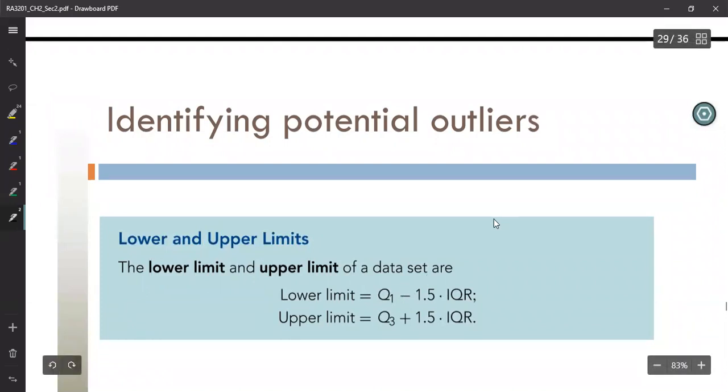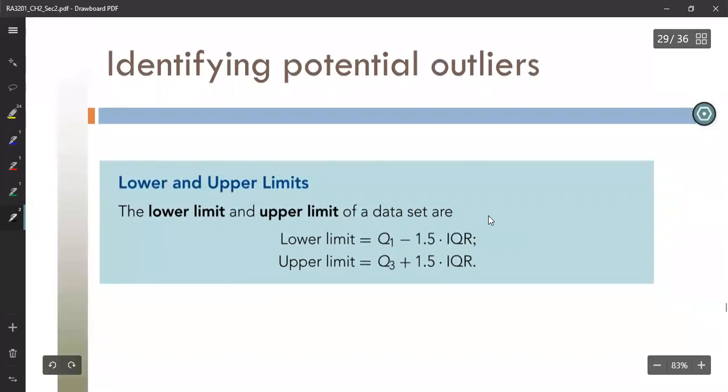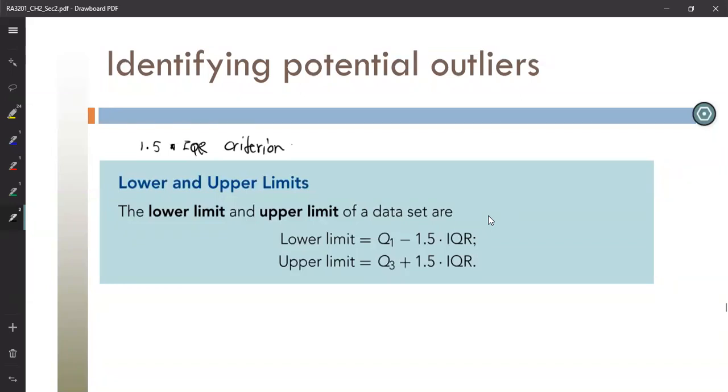The one we are going to learn here is called the 1.5 times IQR criteria. Here we are going to find a lower limit and an upper limit for potential outliers. How do you find it? After you find Q1, Q2, and Q3, you can find the IQR easily.